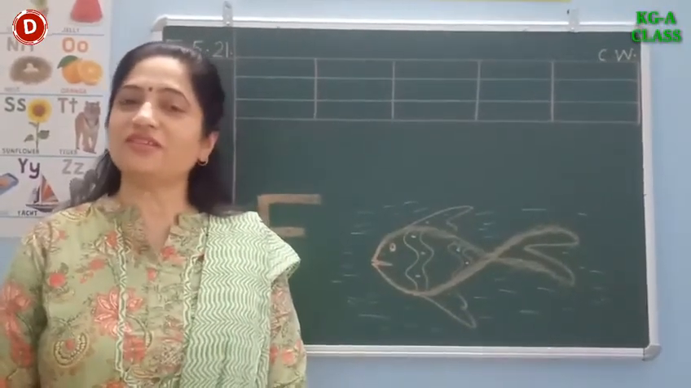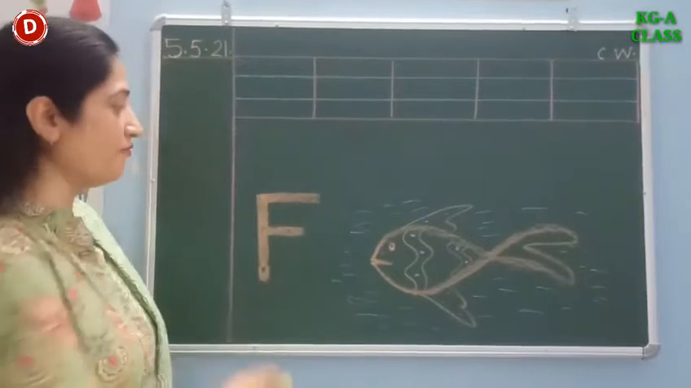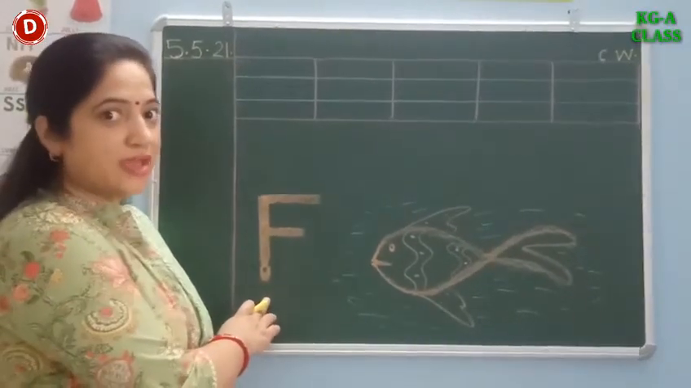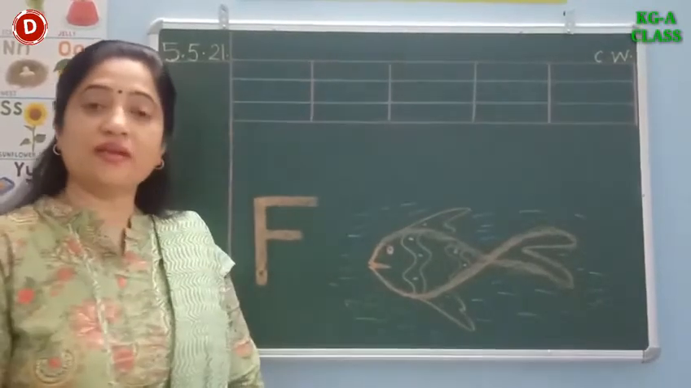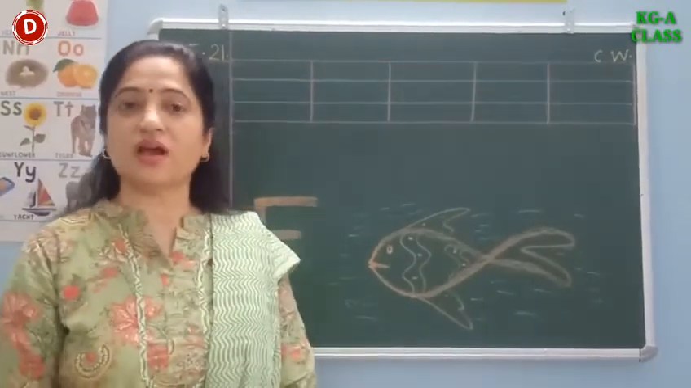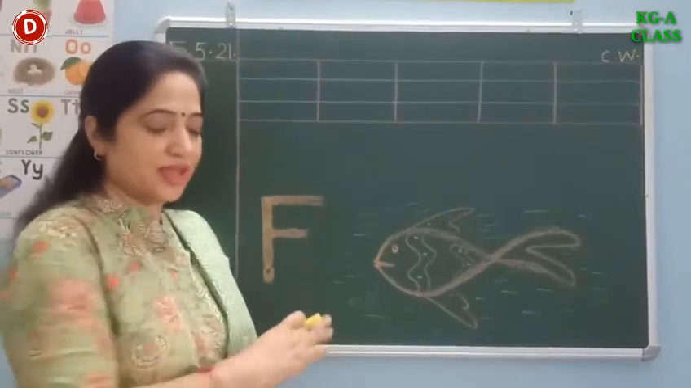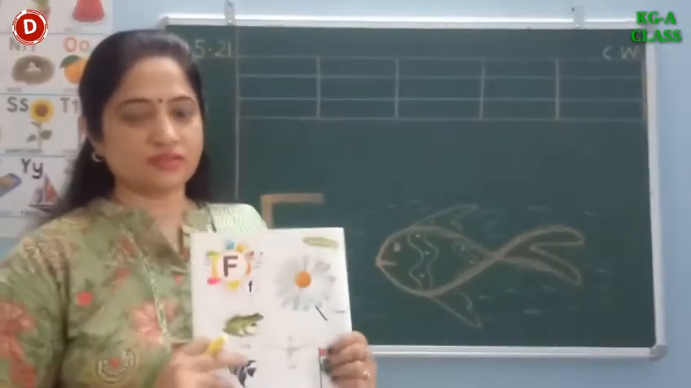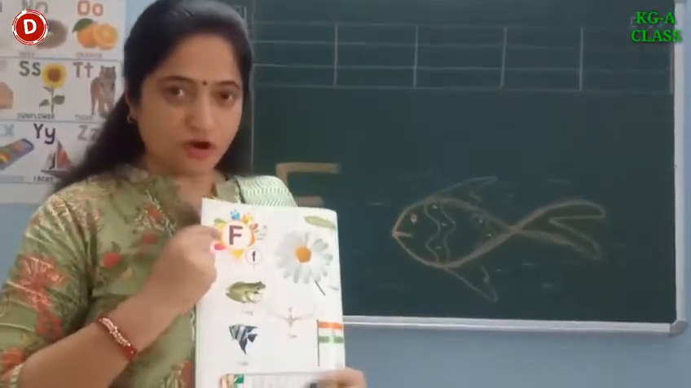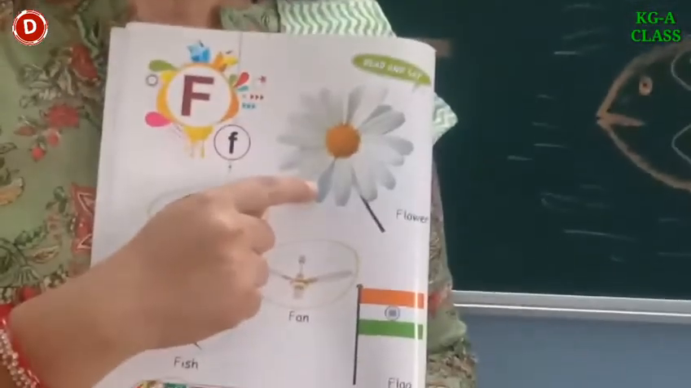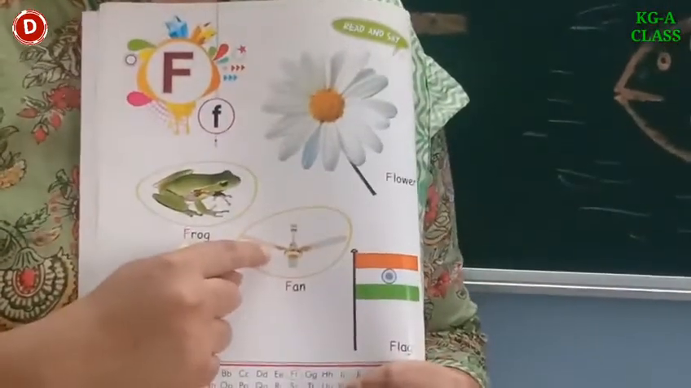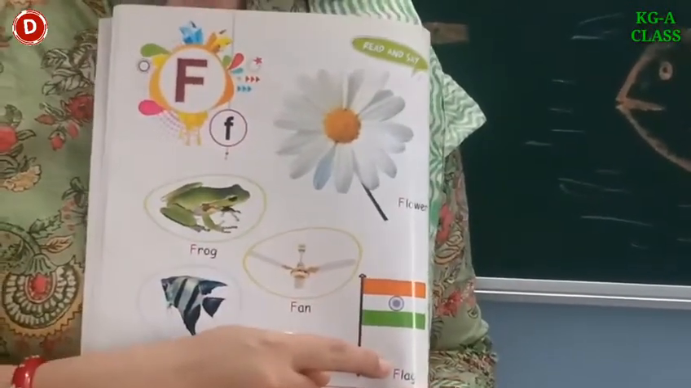Children, today I will teach you to write capital F in the notebook. As you all know, F for fish. But there are many other things which start with the letter F. Let's see them. This is, children, F. F for frog. F for fish. F for flower. F for fan. And F for flag.